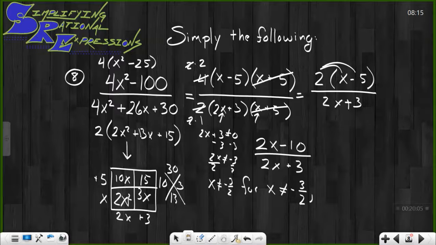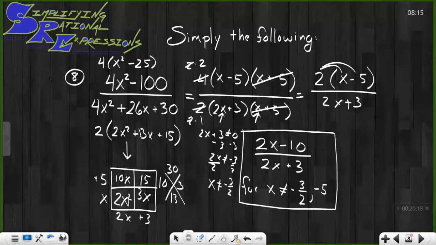We also see we've got x in this group right here, x plus 5. What value of x would make x plus 5 equal to 0? Well, that's a little bit easier to see: negative 5. So therefore, this expression will simplify down to 2x minus 10 over 2x plus 3, provided that x does not equal negative 3 halves or negative 5.